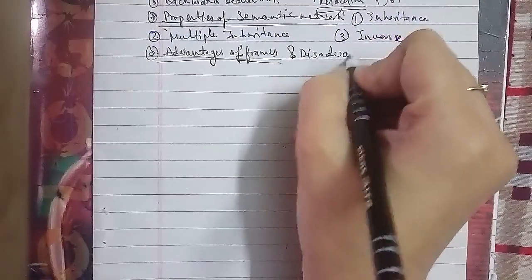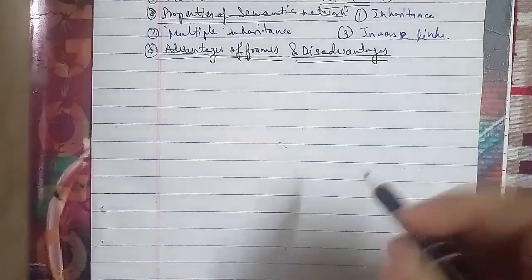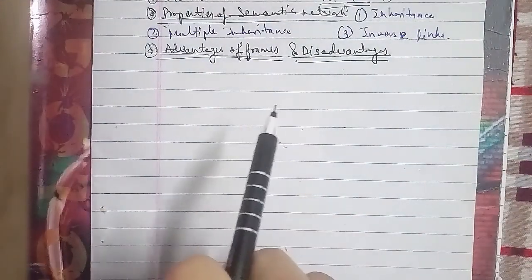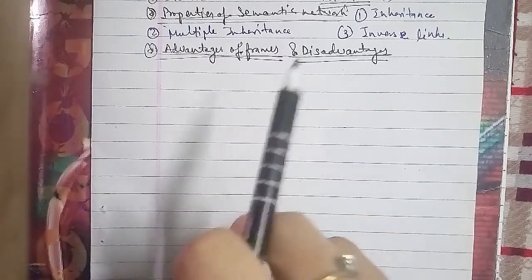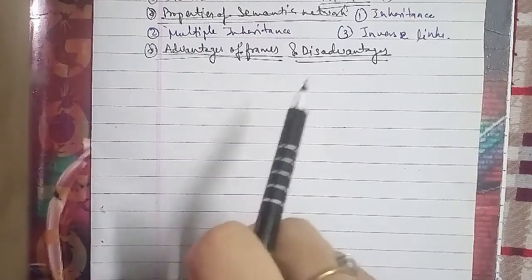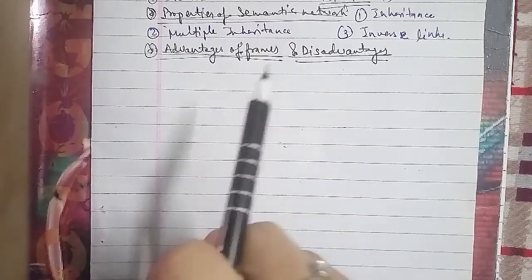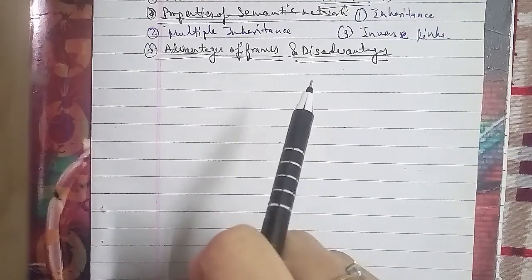In disadvantages of frames, the first disadvantage is slot fillers must be real data, and it is not possible to quantify over slots. And the third is it is necessary to repeat the same information to make it usable from different viewpoints as well. Let's go ahead with another one, that is, what is Minsky frame system theory?